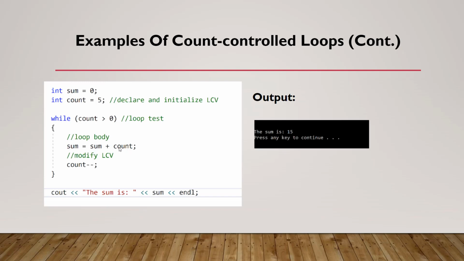Sum plus count: sum is 0, count is 5, so sum gets 5. Count minus minus, just decrementing, so it becomes 4. 4 is still greater than 0, so we go back into the loop body and do it again. Sum gets 5 plus 4, which is 9. Count minus minus, we go to 3, and it's the exact same process. We end up hitting 0, and then is count greater than 0? This is false, and then we output the sum.